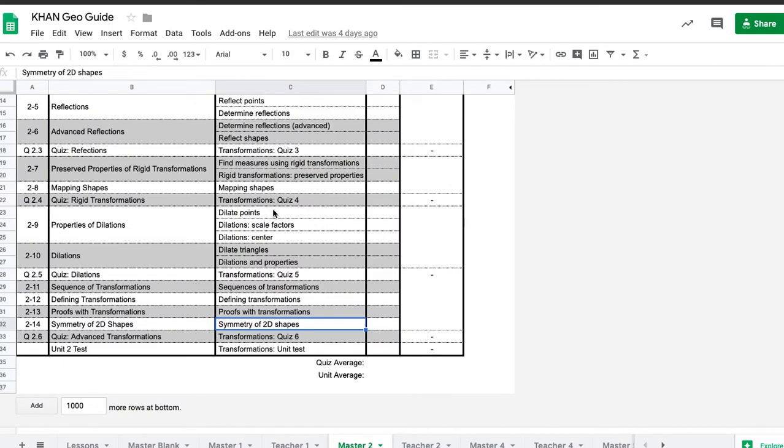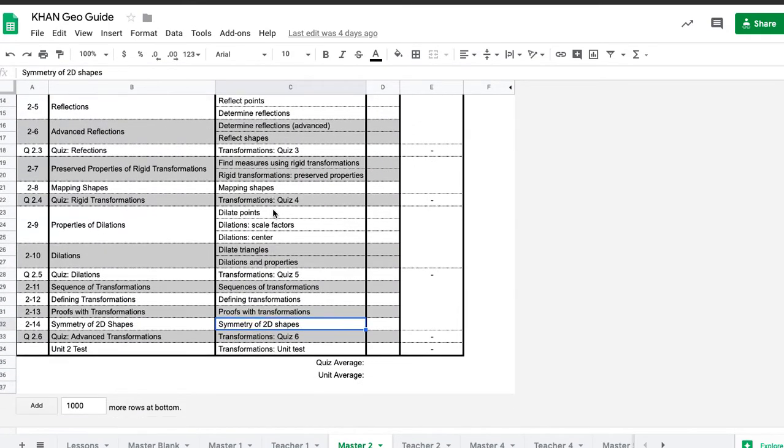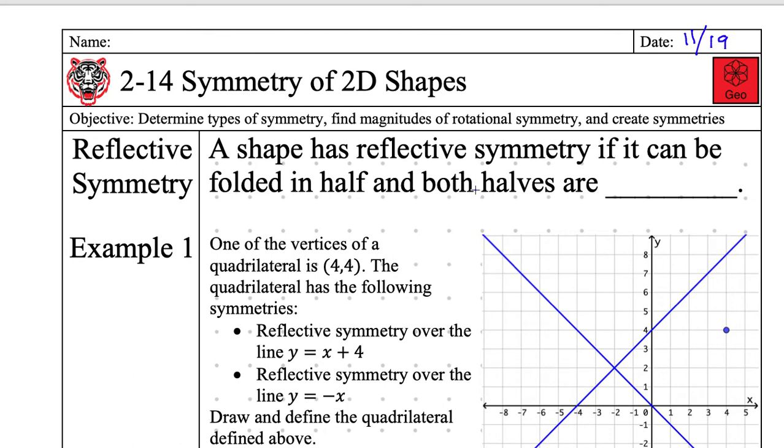So if I come back over here, notice that for our unit guide for Unit 2, transformations, we are at its end, which means today is 2-14, tomorrow's a quiz, and the day after that is the test. So we're finishing up this unit before Thanksgiving. All right, so let's go ahead and learn our last lesson for the unit.